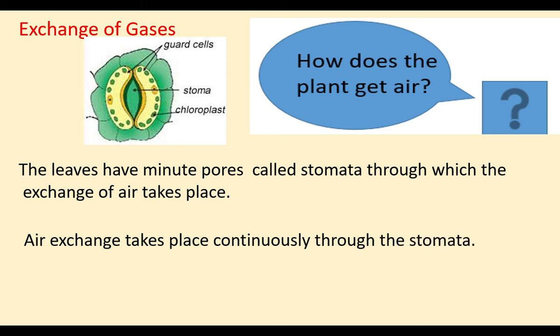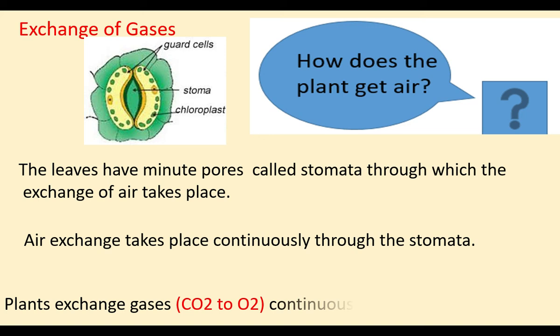Exchange of air means taking in one type of gas and sending out another gas. Oxygen gas and carbon dioxide gas are exchanged through the stomata. Plants exchange carbon dioxide and oxygen continuously through the stomata. This is called respiration.